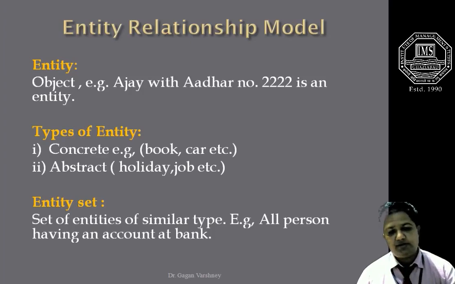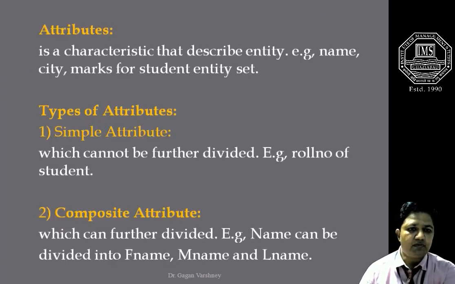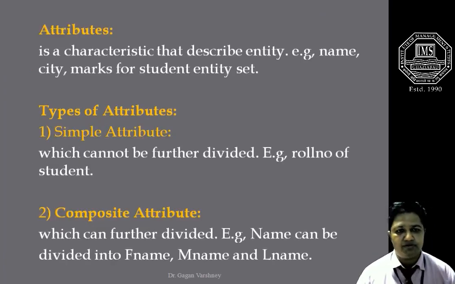Then entity set. An entity set is basically a set of entities of the same type, that is of similar type. Say for example, in a bank, all the persons having an account at the bank form an entity set, right?